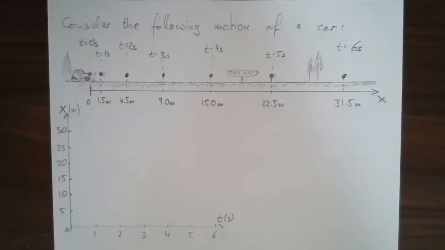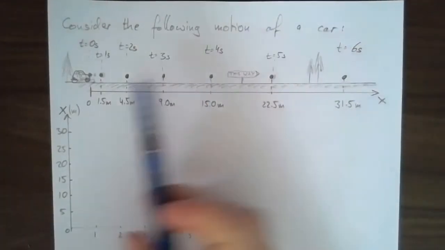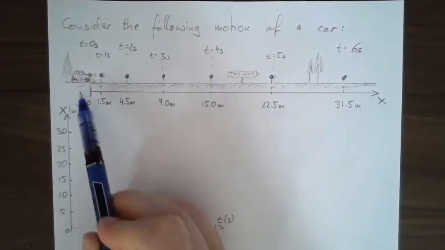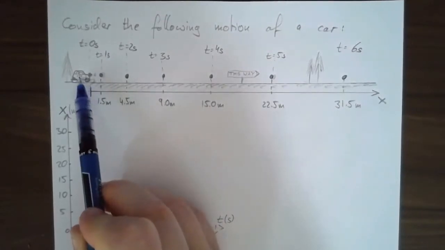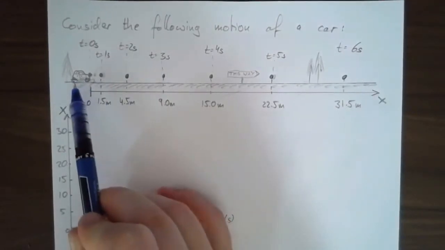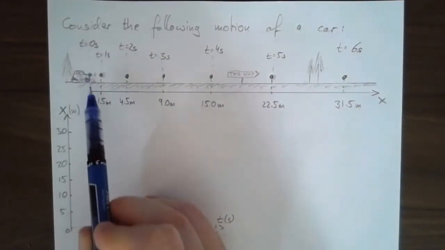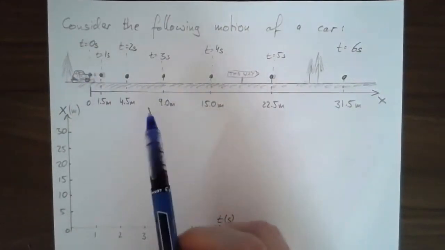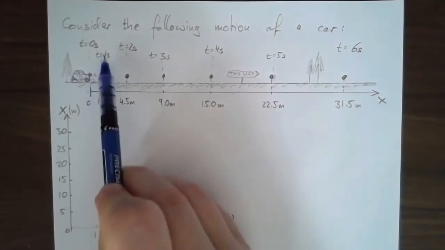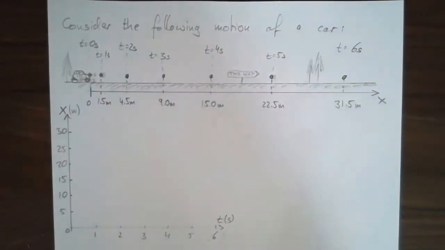So to start us off, I want to consider a motion of a car. Could be anything, but let's go with a car. Here's my little car, parked right here next to a tree. And then we're going to start up the engine, put our foot on the gas, and off we go. So I drew here a motion diagram, where the little dots are, as you can tell from the labels, 1 second apart.